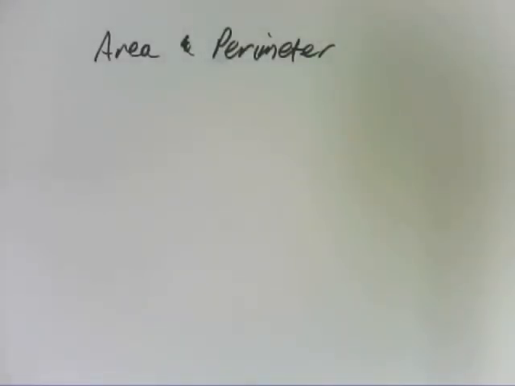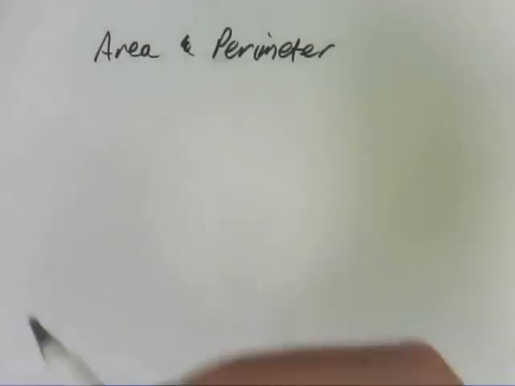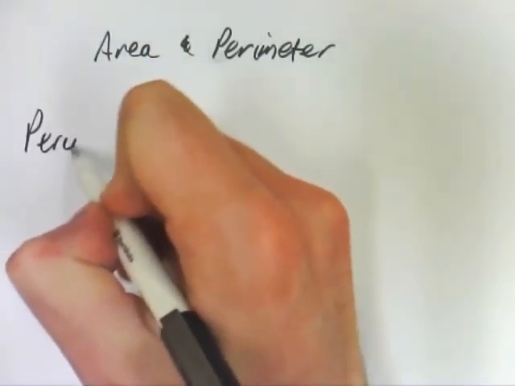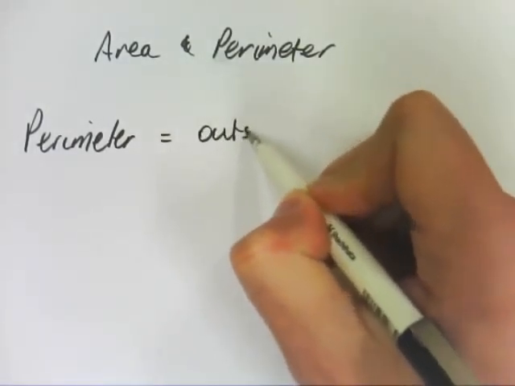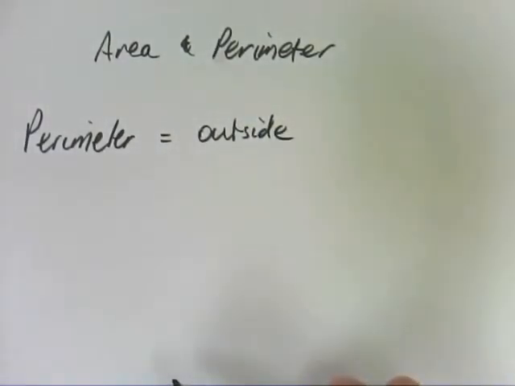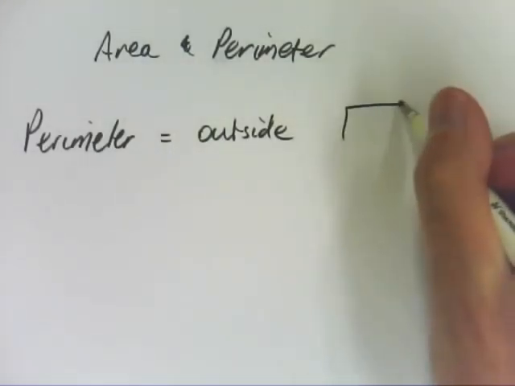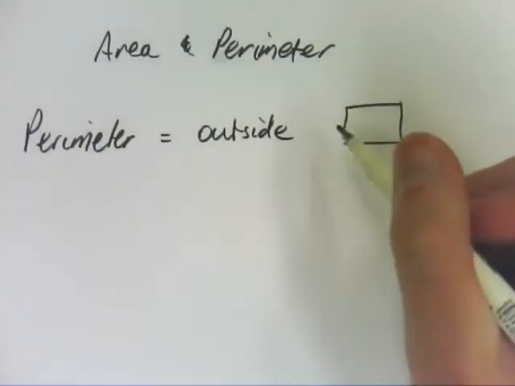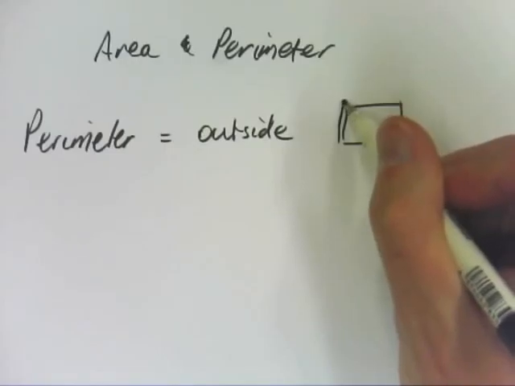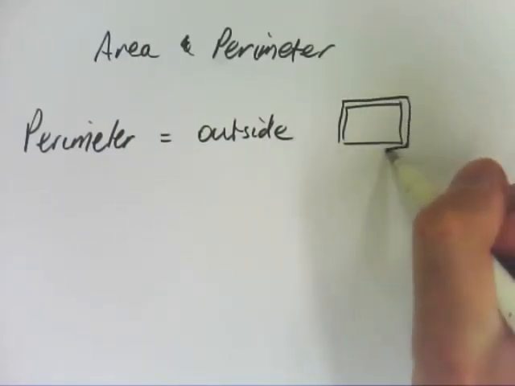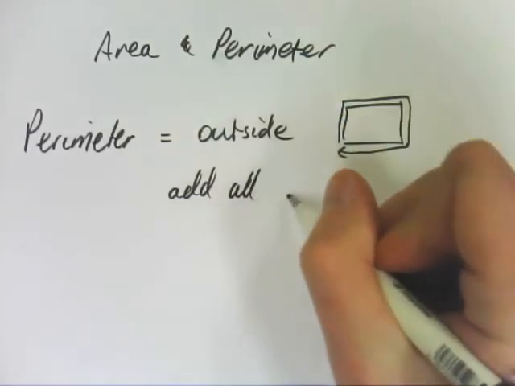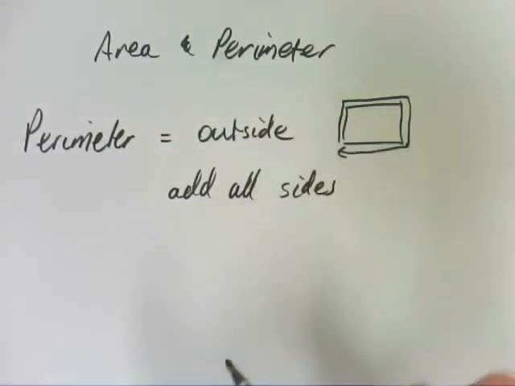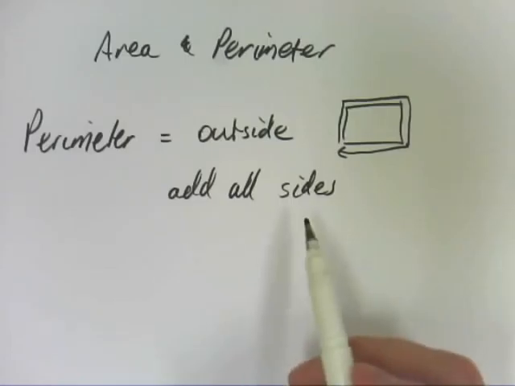The next exercise, 7b, is on area and perimeter. Now, if you cannot remember, perimeter equals the outside. Okay, so for example, if I had a shape like that, the perimeter is how long around the outside it is. So to work that out, you add generally all sides. There are shortcuts, but generally you add all the sides.